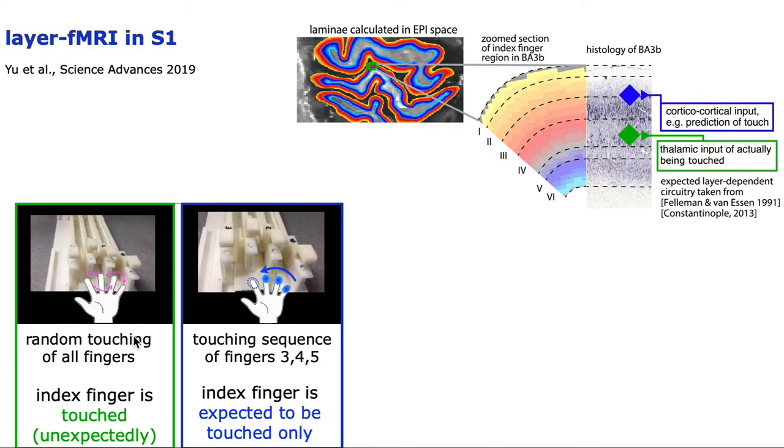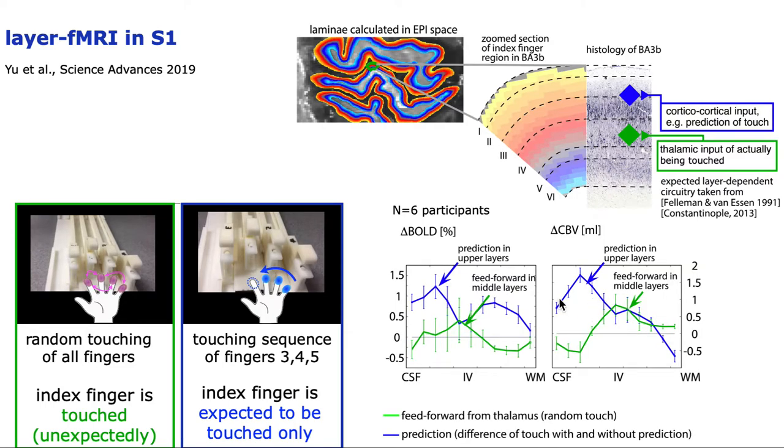Whereas for one of the many control conditions in green here, participants are asked to predict which finger is going to be touched next, but it's a completely random order. So they cannot predict which finger is going to be touched next, but there's actually feed forward happening on the index finger, which is then visible as 2 different peaks in the layer-dependent blood volume profiles. For example, the blood volume has this clear superficial peak for the prediction activity in blue, whereas a clear middle feed-forward peak for the feed-forward thalamic input.